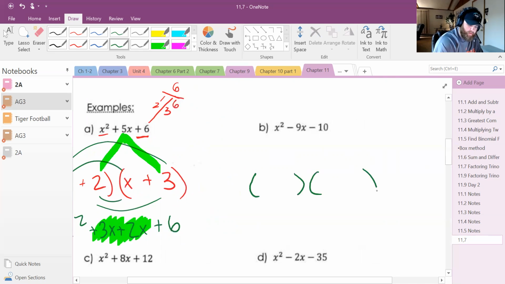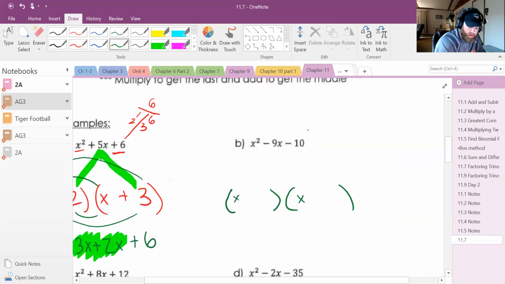Draw your set of parentheses. We know we're going to have x and x. That's at least some points, that's 1 point on the test. But now let's look at it. I want to look at the factors of 10 that can get me to a negative 9. We have 1 and 10, 2 and 5. Is there anything else? Nope.